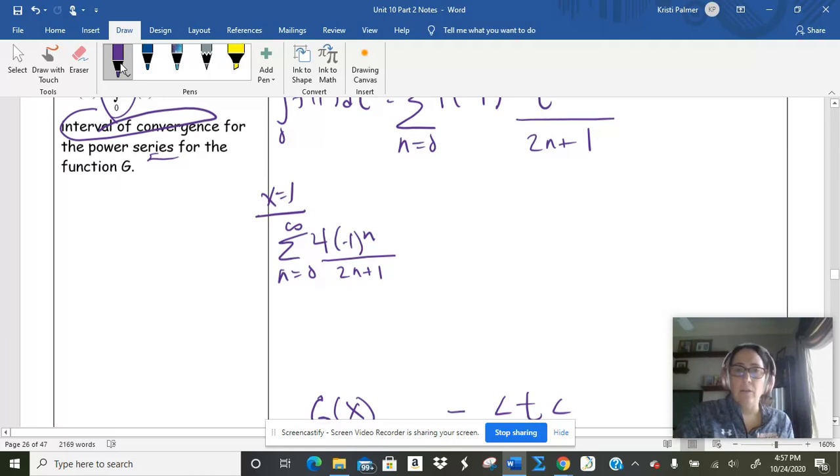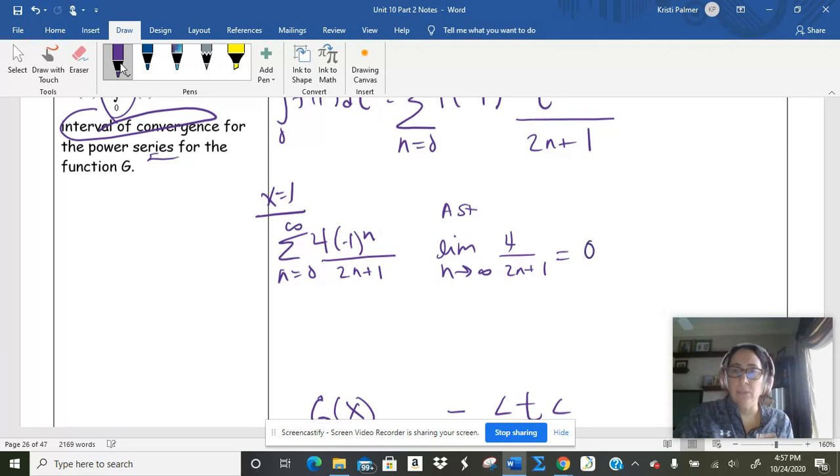Now I can see that this is an alternating series. So I'm going to take the limit, as n goes to infinity, of 4 over 2n plus 1. That goes to 0, bigger on bottom. And I can see that as n gets bigger, I am decreasing. So at 1, I converge.